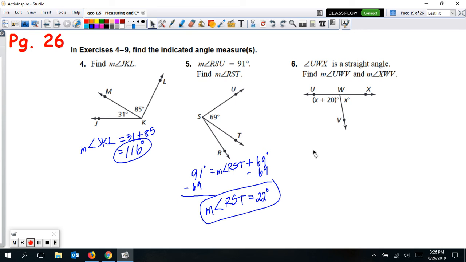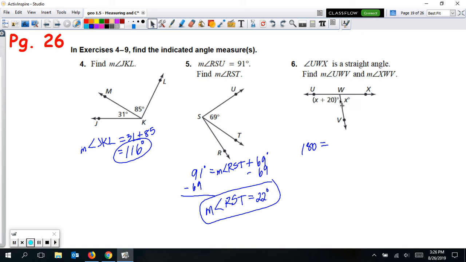And then for number 6, it tells us right here that UWX is a straight angle. So we know if it's a straight angle, it exactly equals 180 degrees. It says find the measure of UWV, and find the measure of XWV on this side as well. So find the measure of each of these sides here if this is 180 degrees straight across. So we want to start with the bigger angle. The bigger angle is 180 degrees, so we start with 180 equals these two smaller ones added together.